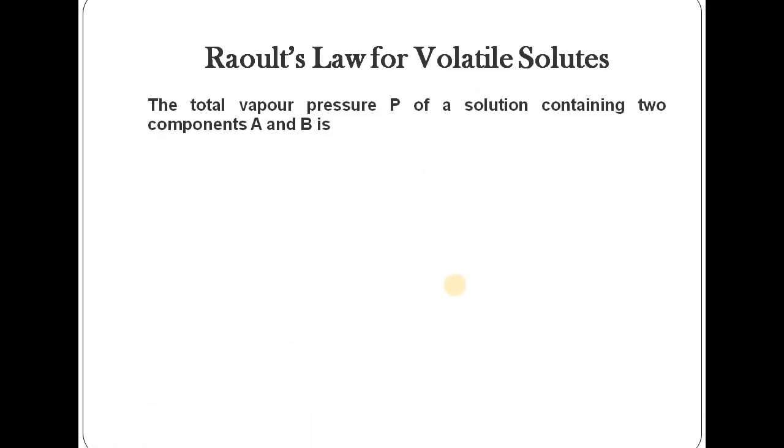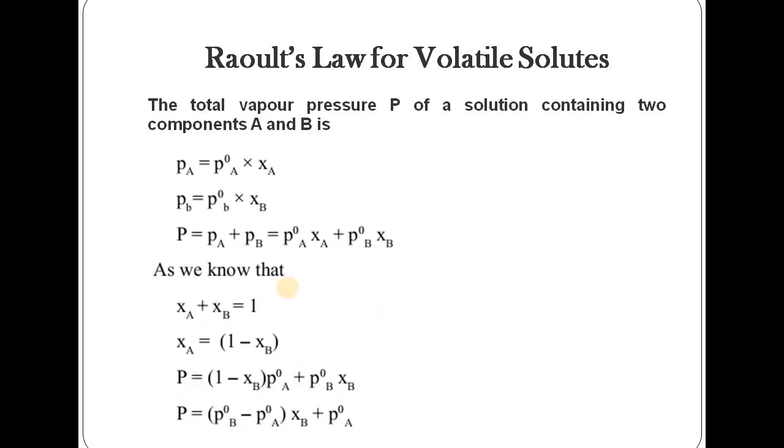Now, if we are having both the components volatile, the partial vapor pressure of component A in a solution containing two components A and B is PA equal to PA naught into XA. This is according to Raoult's law. The vapor pressure of a component in a solution is equal to the vapor pressure of the pure component multiplied by the mole fraction of that component in the solution. Similarly, PB will be equal to PB naught into XB. So the total pressure of the solution will be equal to PA naught XA plus PB naught XB.